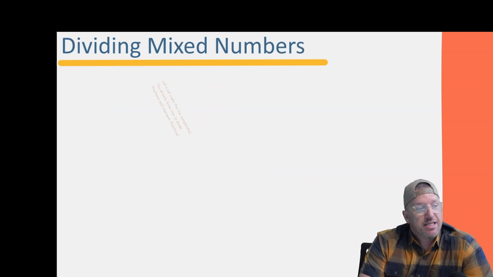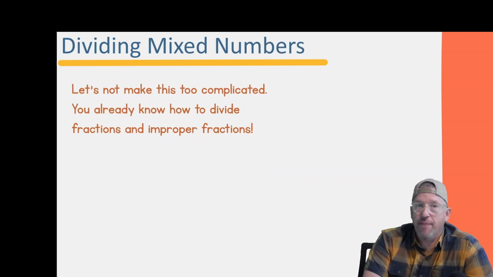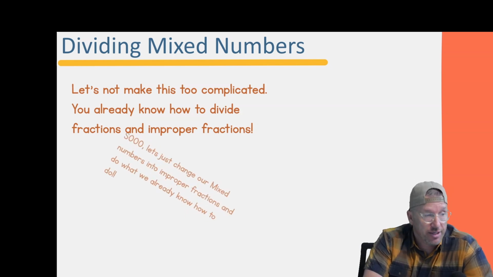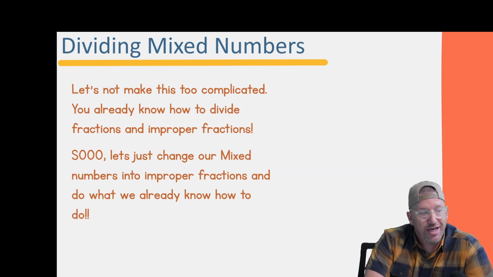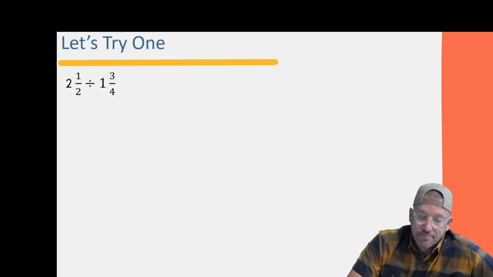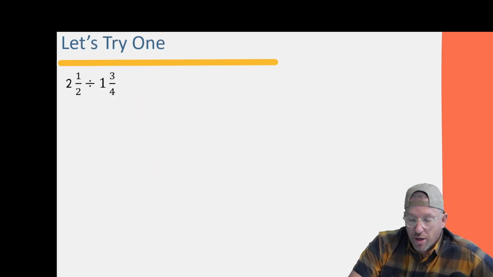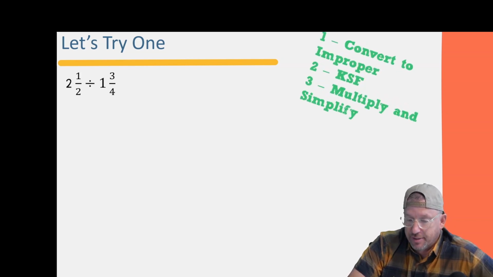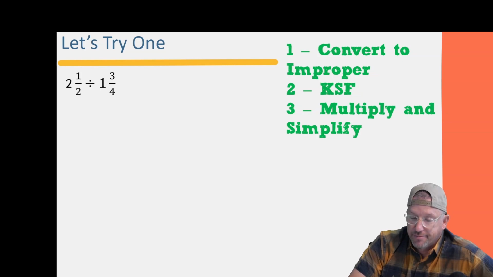All right, dividing mixed numbers. Let's not make this too complicated, y'all. You already know how to divide fractions, and you already know how to divide improper fractions. So let's just change our mixed numbers into improper fractions and do what we already know. Now we have 2 1/2 divided by 1 3/4. Okay, so let's try this one. Remember, we're going to try to keep it not very complicated. We're going to convert to improper, keep, switch, flip, and then multiply and simplify.